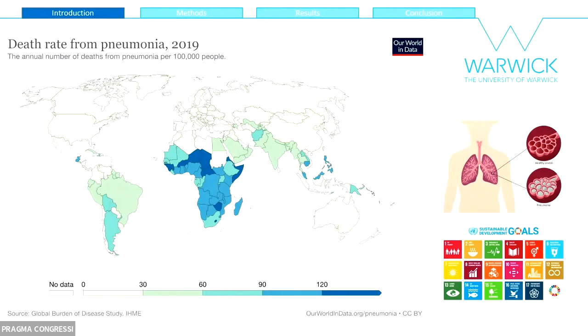Pneumonia is a lower respiratory tract disease which has a really high prevalence in low-income countries, particularly in sub-Saharan Africa. So here this is highlighted in the dark blue regions where there's actually over 100 deaths per 100,000 people, whereas in Europe it's more like 10 deaths per 100,000 people. And pneumonia itself is characterized by this buildup of fluid in the lungs.